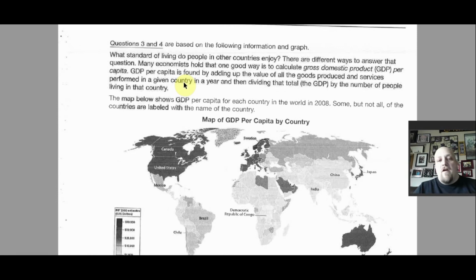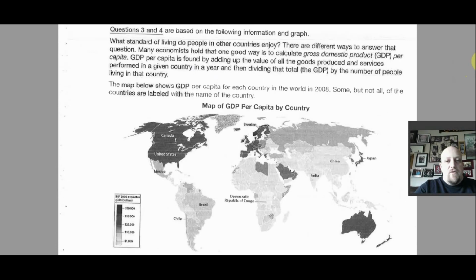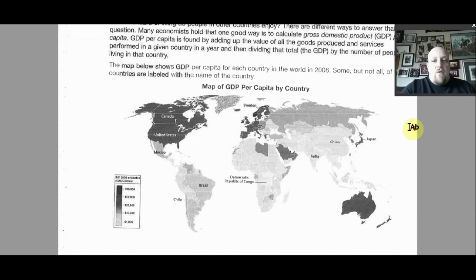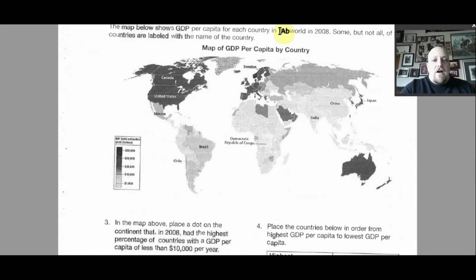Some, but not all of the countries are labeled. The important countries that you need on this one are labeled, so you're fine there. You don't have to know the countries or anything like that for this one. They're just asking a basic question about what's going on.